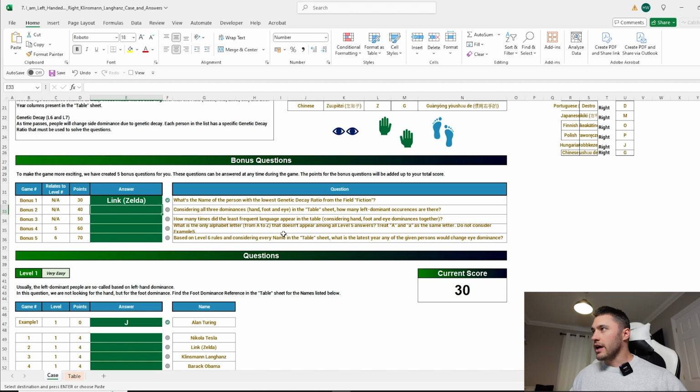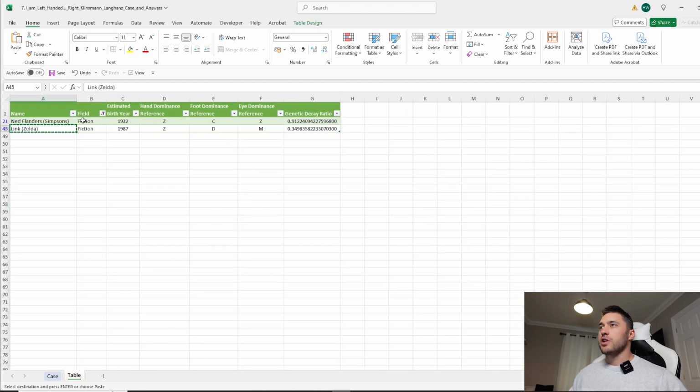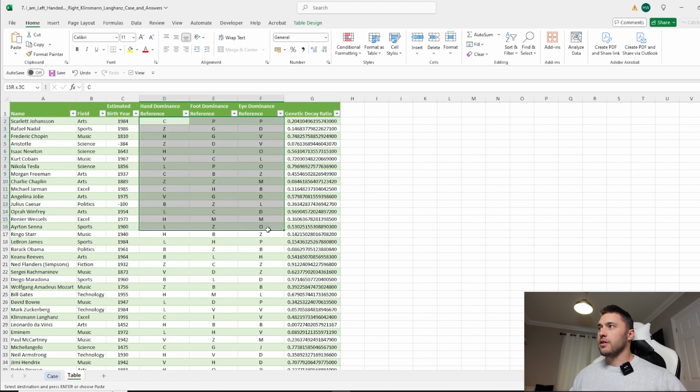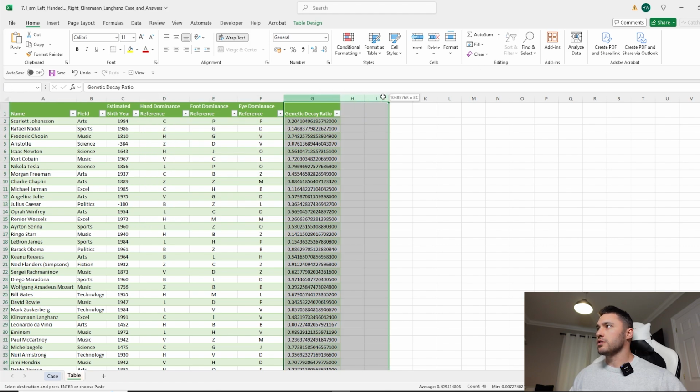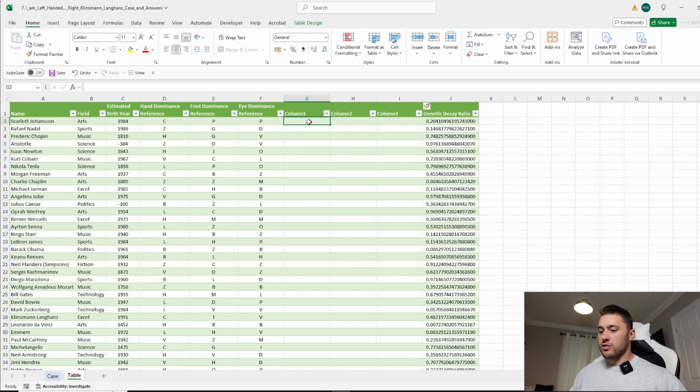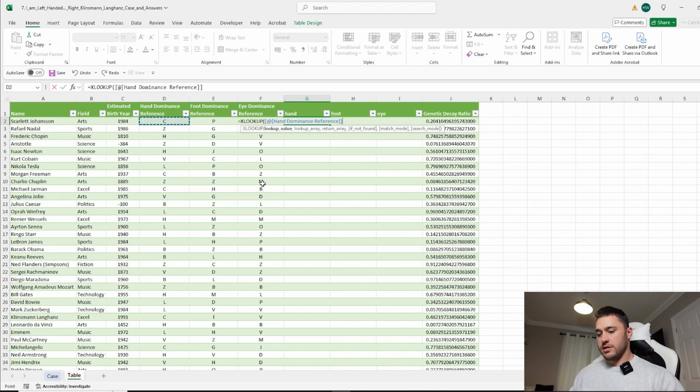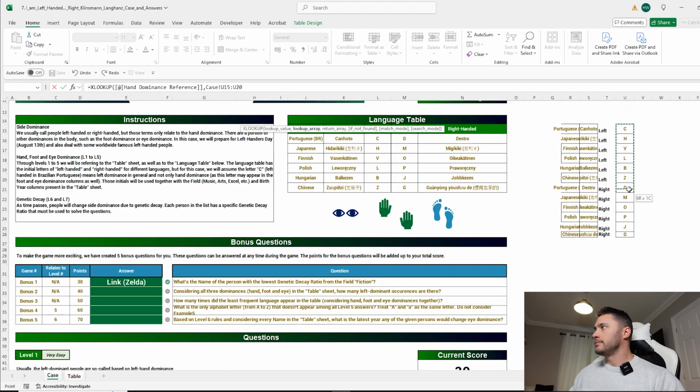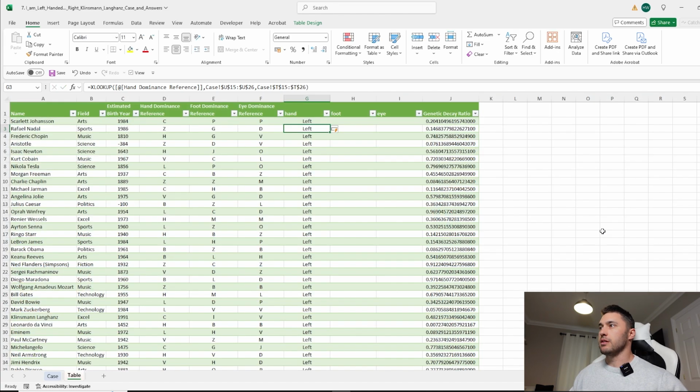Considering all three dominances, how many left occurrences are there? So I want to get this converted into left or right. So let's insert 3 columns there, and let's call this hand, foot, eye, and let's say XLOOKUP this in our table and return this. This is where that setup really helps, because if I was trying to look into the original table, it would be a little tricky. You'll notice on the hand dominance, everybody is left-handed. That's why the case is called I Am Left-Handed.